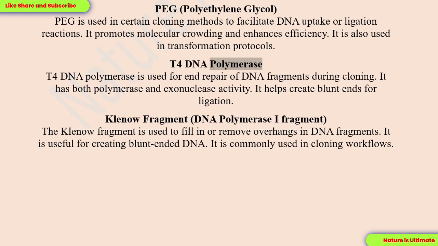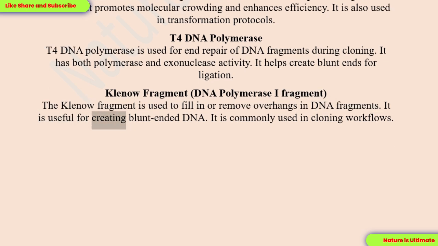T4 DNA polymerase. T4 DNA polymerase is used for end repair of DNA fragments during cloning. It has both polymerase and exonuclease activity. It helps create blunt ends for ligation. Klenow fragment, DNA polymerase I fragment. The Klenow fragment is used to fill in or remove overhangs in DNA fragments. It is useful for creating blunt-ended DNA. It is commonly used in cloning workflows.